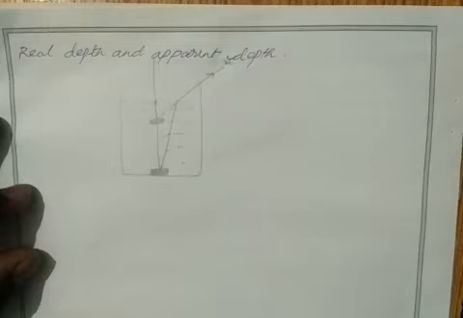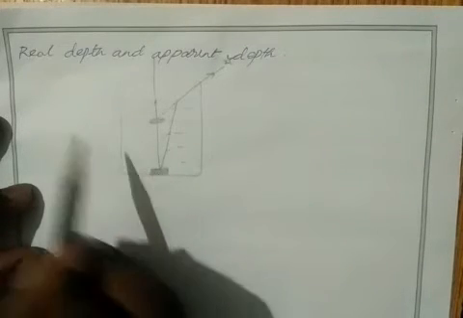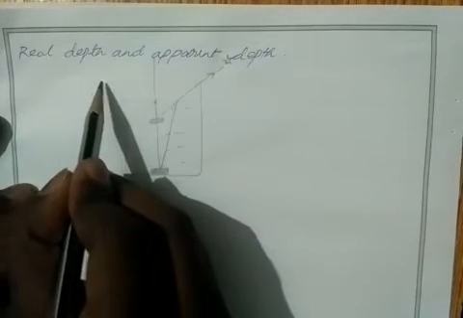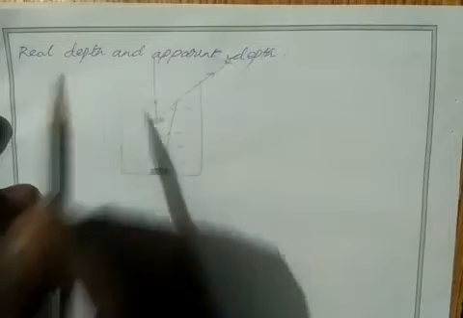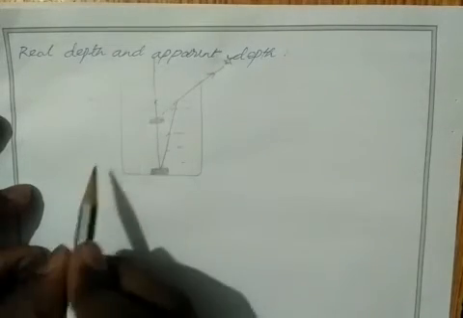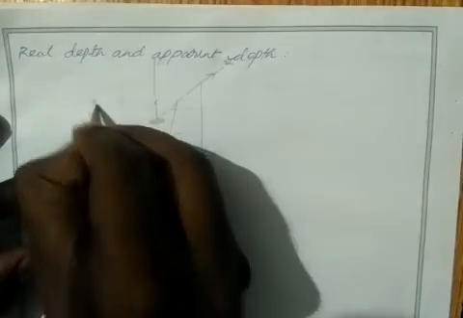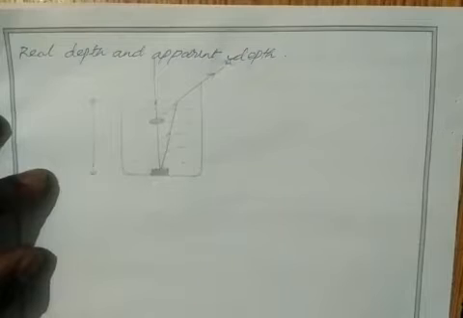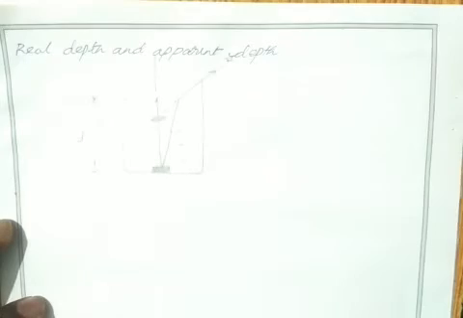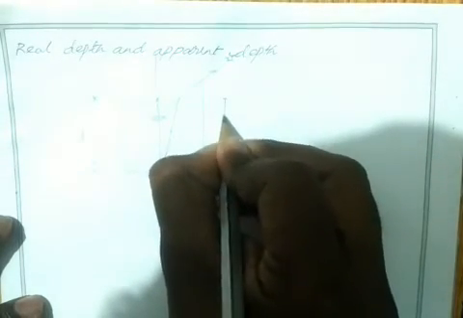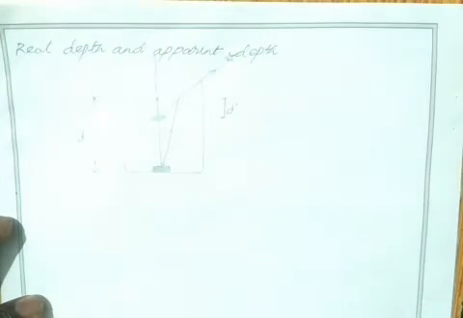So what is real depth here? Always measure the real depth from the surface of the water. Okay, don't measure from our eyesight or from the height of the tank. So this is the surface of the water and this is our real depth. I take this depth as D. Then we have apparent depth. The object appears here slightly elevated. That depth is known as apparent depth D dash.